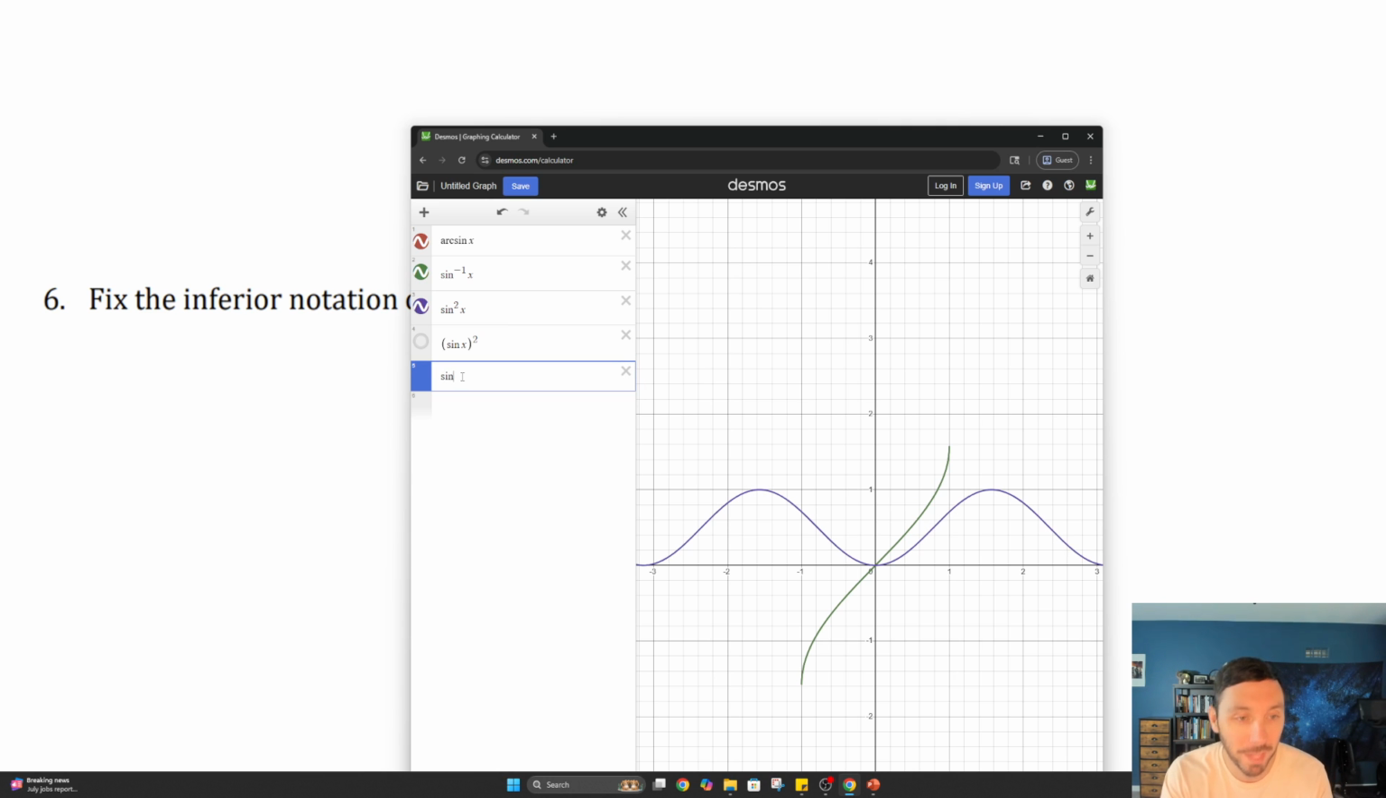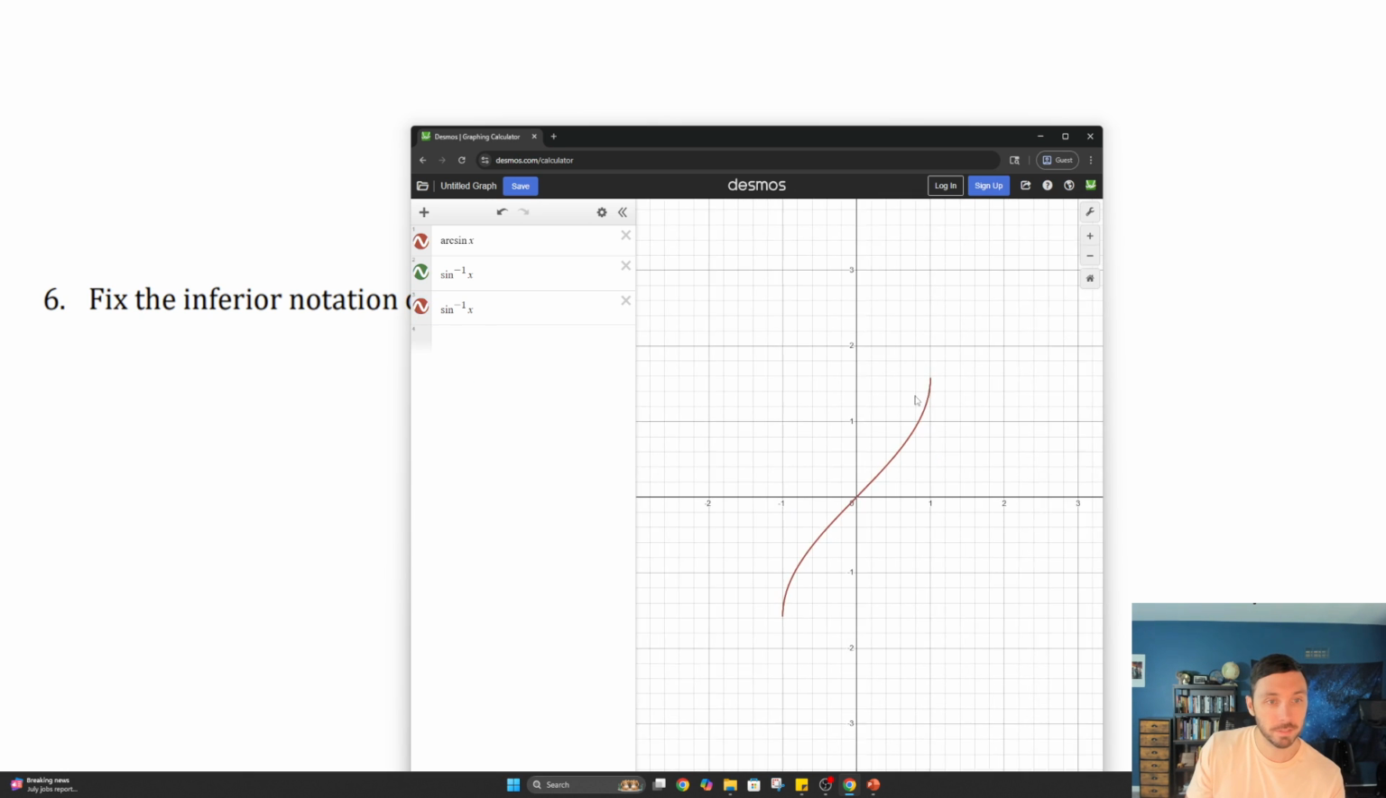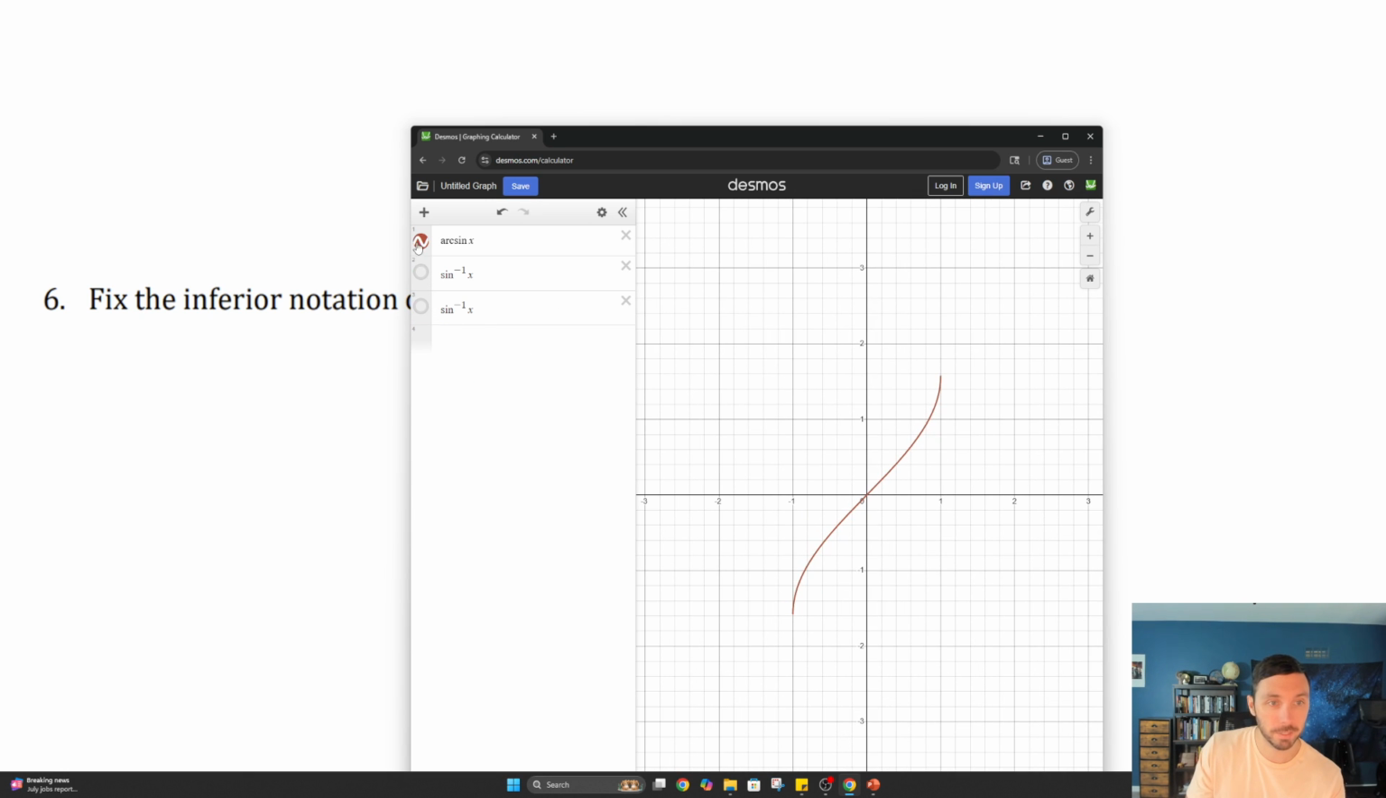But if I do that with inverse sine, so this is arcsine, right? I'll get rid of these. This is arcsine. Clearly, these all graph on the same exact curve, right? So then technically, shouldn't this be sine of x all raised to the negative first, right? Based on that logic. Nope.